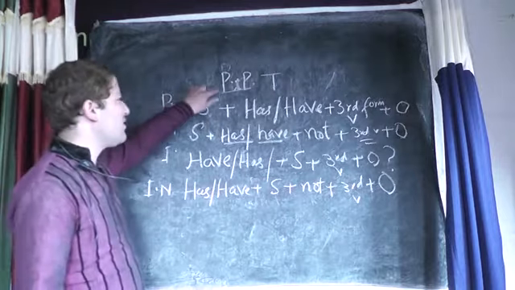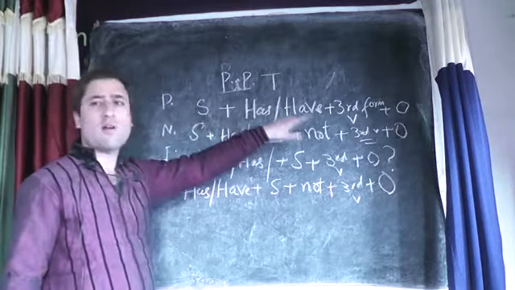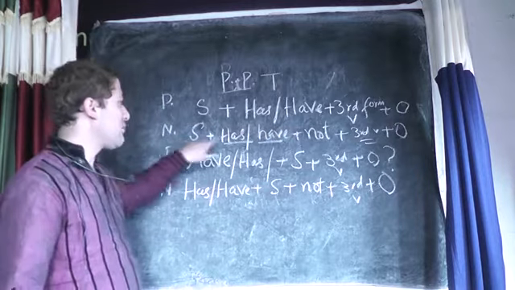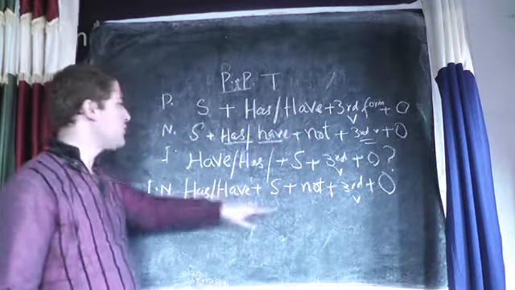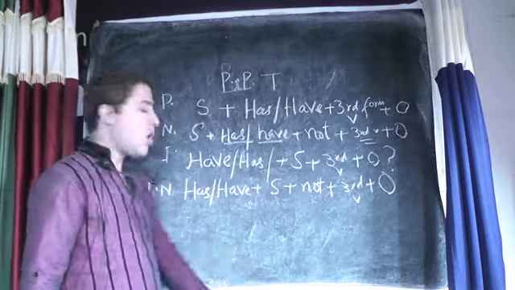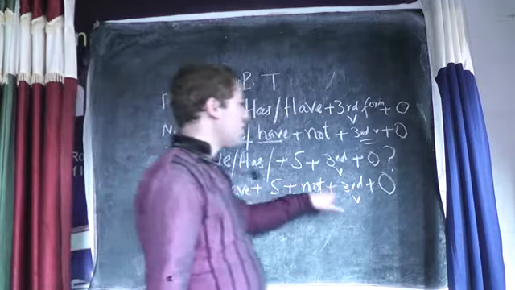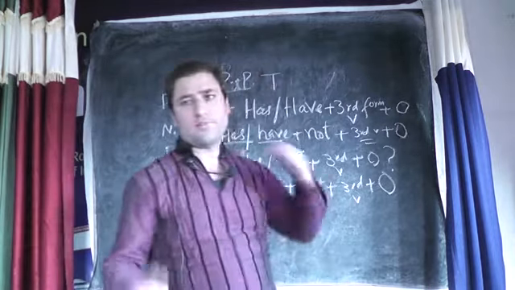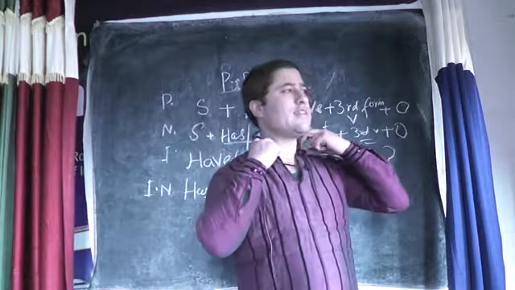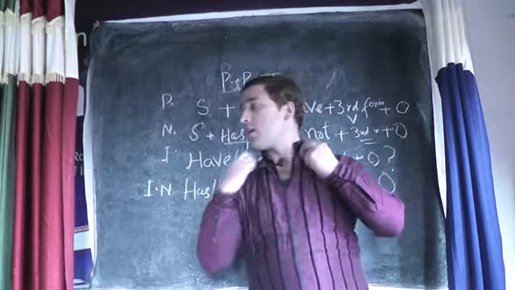So this was present perfect tense. The formula is subject, has or have, third form and object. Subject, has or have, not, third form and object. Have or has for the interrogative, then subject, third form and object. And then interrogative negative: has or have, subject, then not, then third form, and then object. Now let's take an example and do the exercise first.